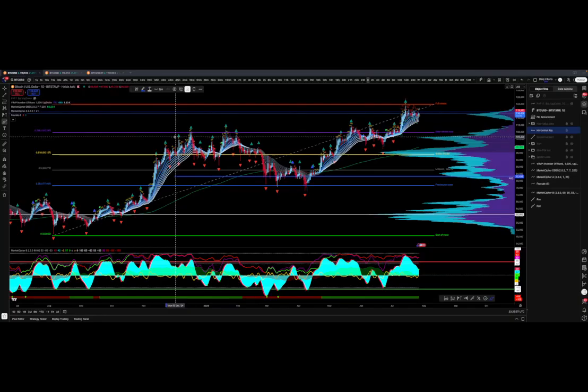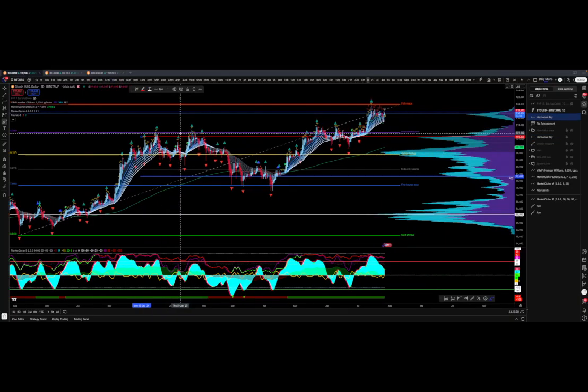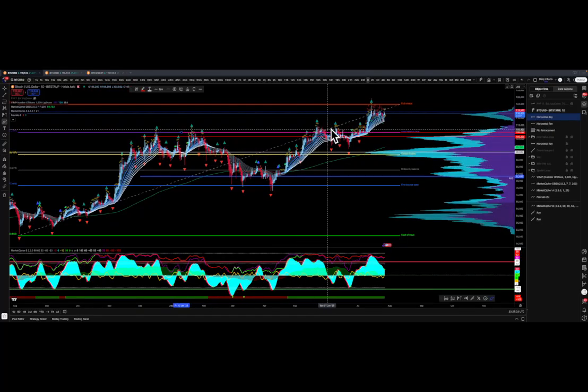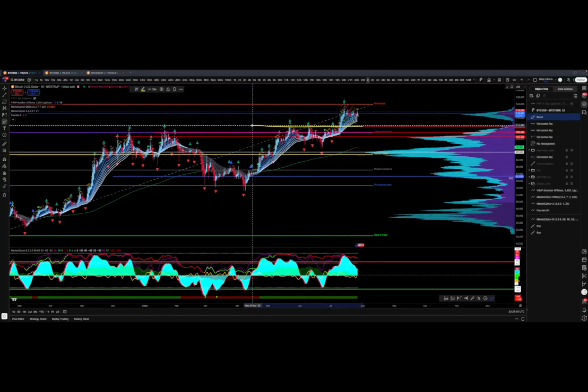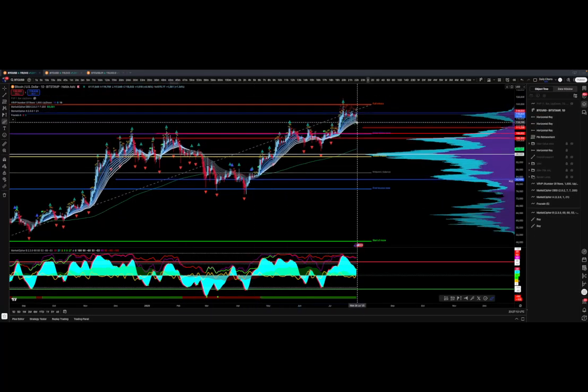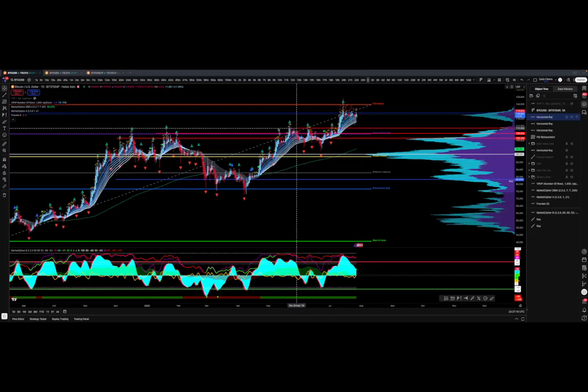So we have an area right here, right? We also have a perfect area in confluence with the 786 with the deep retrace. We also have an area right here. Now these lines obviously, let me do it like that just to make sure.